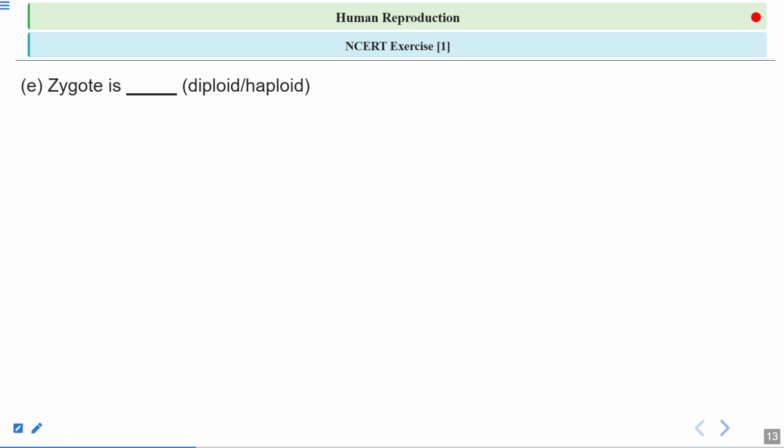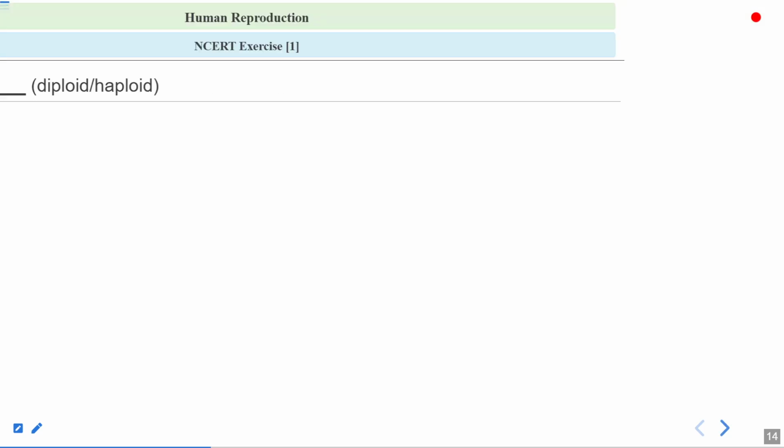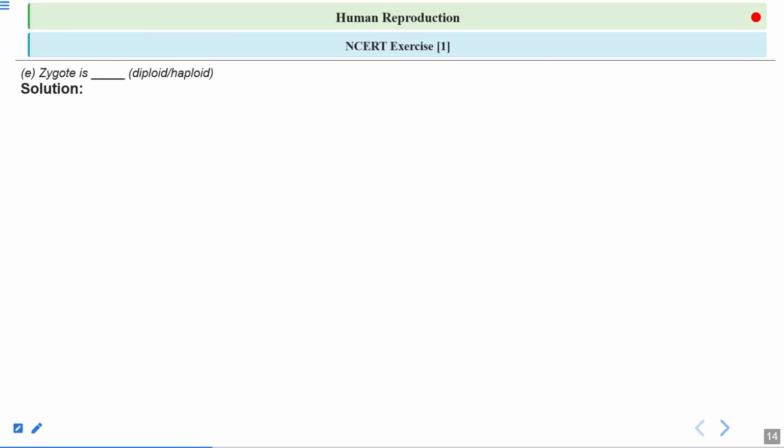So let's have a look at the answer now. So zygote is a diploid structure. What do you mean by diploid? Means it has 2n number of chromosomes. In humans, the zygote will have 46 chromosomes.